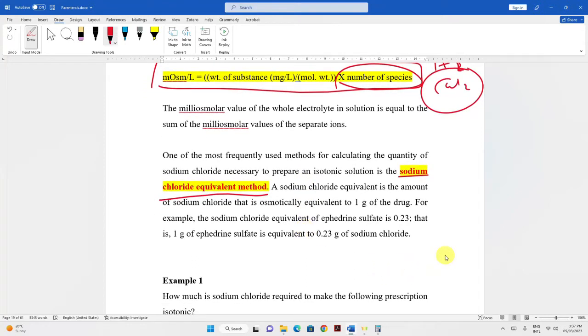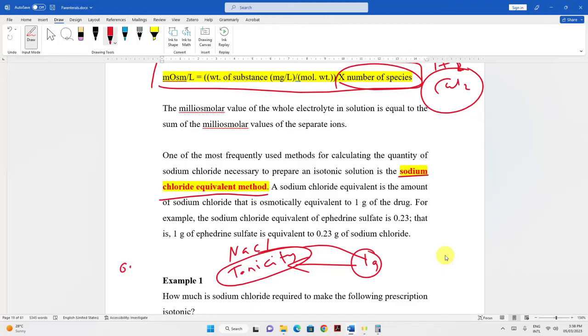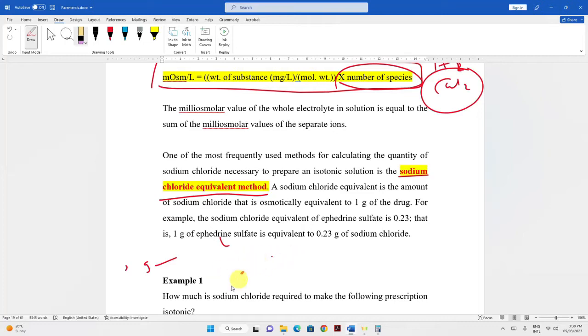Essentially it tells you, for any drug, 1 gram of this drug is equivalent to how much NaCl in terms of tonicity. Because we already know that to have an isotonic solution, we need 0.9 gram of NaCl in 100 ml of solution. We know this, we should memorize it. That's why if I know 1 gram of the drug is equivalent to how much NaCl in terms of tonicity, then I can adjust the tonicity with NaCl. And we're going to solve the example here together in a simple way.